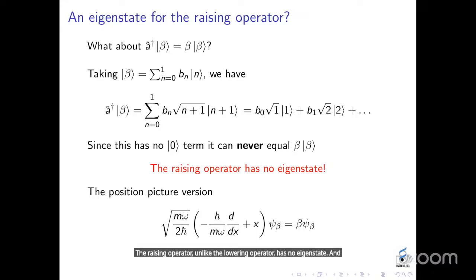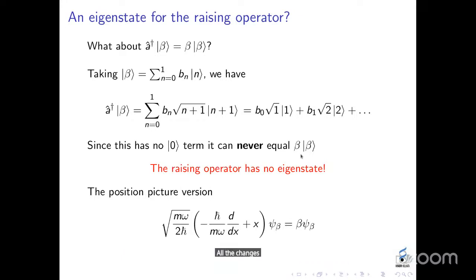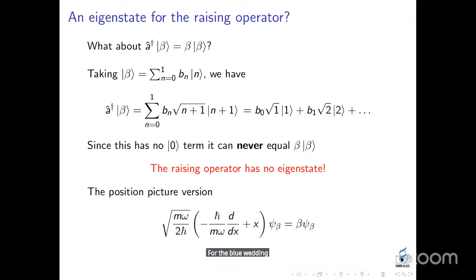And that may seem a bit strange because, after all, if we have to do this in the position picture, all that changes is the i in front of the d hat operator changes to minus i. So you get a similar looking differential equation, just the same kind of equation that you had for the lowering operator. Why then does this not work?